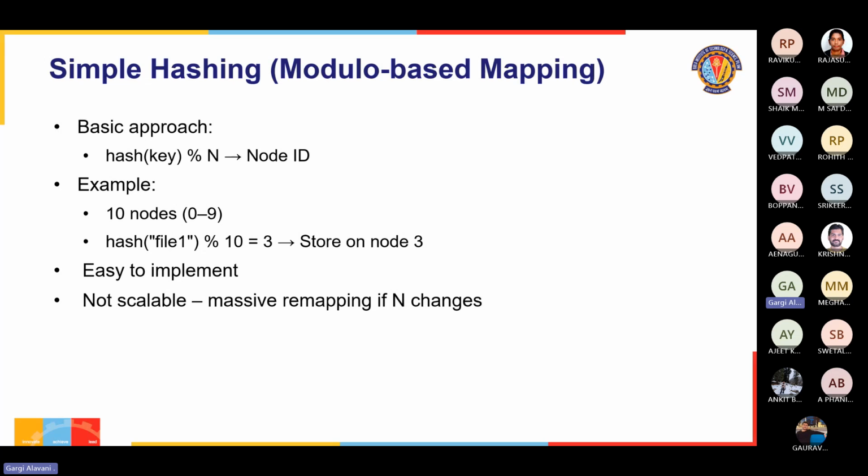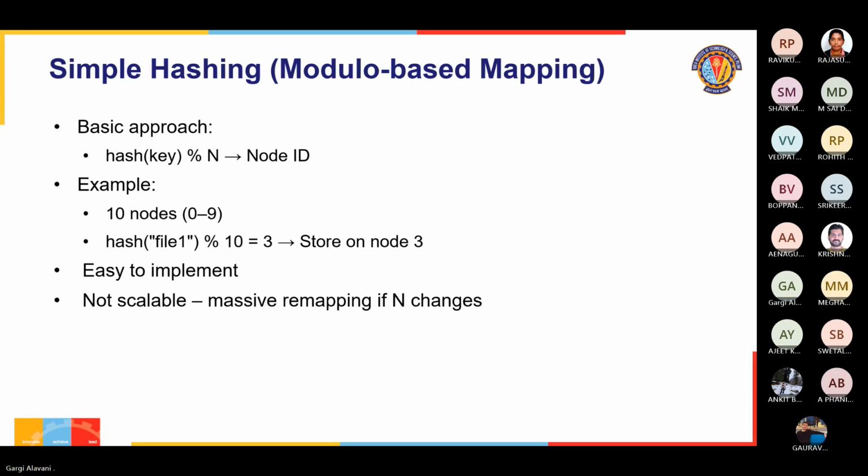The simplest technique is modulo based hashing, where we take the hash key and compute modulo n, where n is the number of nodes. For example, if we have 10 nodes and the hash of a file is, let's say, 23, we'll do 23 mod 10, which will give you 3. So the data will go to node 3. This is quite straightforward and works well for a static network, but there is a big problem.